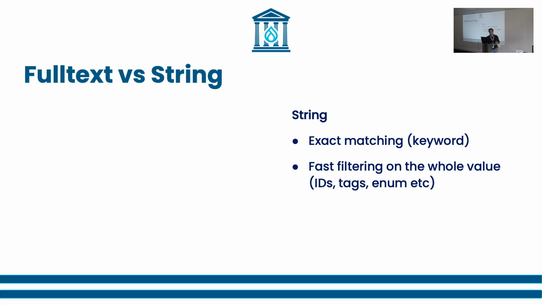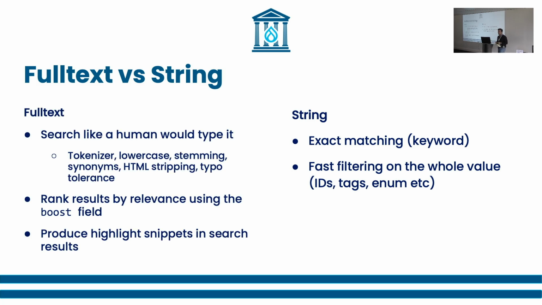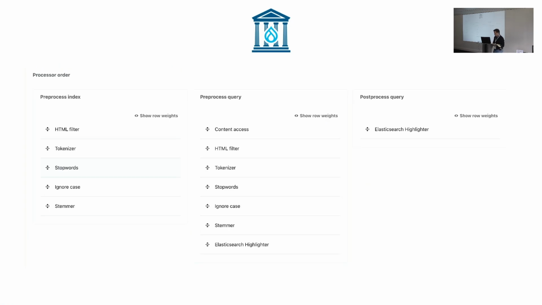But then because we are talking about medical content in general, we use full text here. Because with full text, we can also enable all these processes: the tokenizer, lowercase, stemming. It feels more like human search to use the full text type. And talking about processes, these are all the processes that we are using in this Elasticsearch basic demo. But let's explain what they do also.